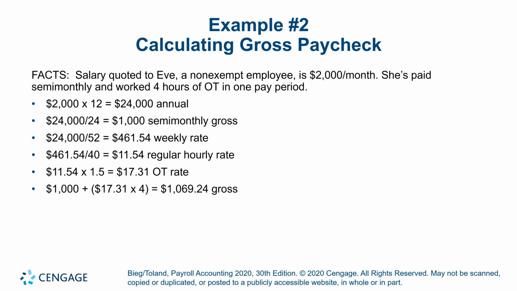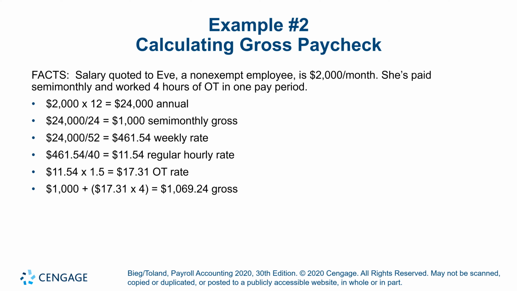Here's another example. It says salary quoted to Eve, a non-exempt employee, is $2,000 per month. She is paid semi-monthly. So semi-monthly means twice per month. Okay, so that's when I said, like, usually you would say they get paid on the 1st of the month and the 15th of the month, for example, or they get paid on the 15th and the 30th, for example, twice a month, right? And worked 4 hours of overtime in one pay period.